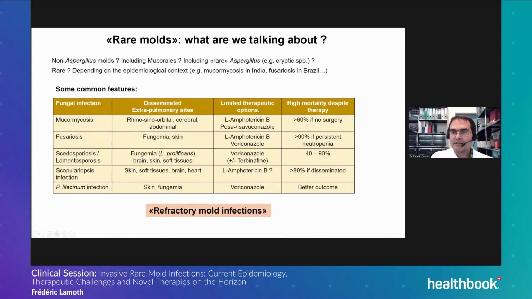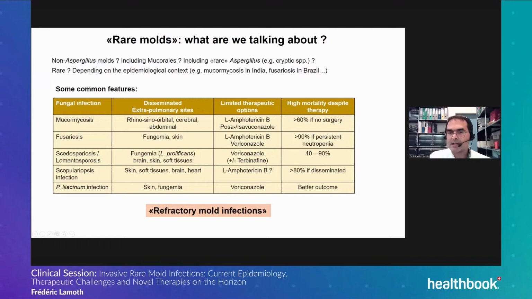Then, of course, you have limited therapeutic options. These molds are resistant to many antifungal drug classes, and usually you rely on a single or sometimes two drugs for their therapy. And of course, you also have some notoriously multi-resistant molds, which are almost resistant to all antifungals, like Fusarium solani, Lomentospora prolificans or Scopulariopsis species.